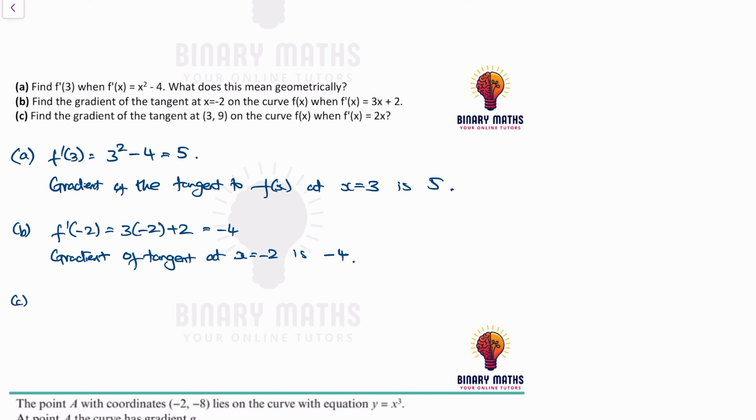C. Find the gradient of the tangent at (3, 9) on the curve f of x when f dash of x is equal to 2x. So we're trying to find the gradient at this point, but because the gradient function only involves the x, we only need to substitute the value of x. So at (3, 9), the value of x is 3. So that means we're working out f dash of 3, which is 2 times 3, which is equal to 6. Therefore, the gradient of the tangent at (3, 9) is 6.